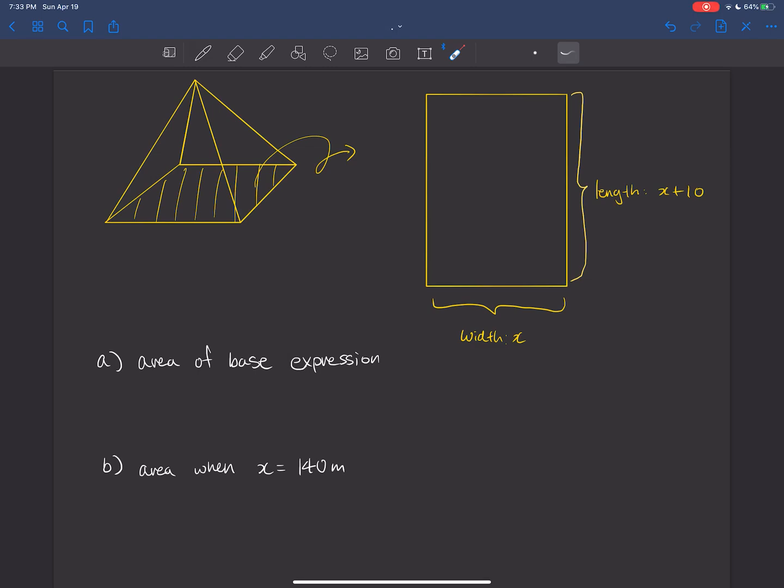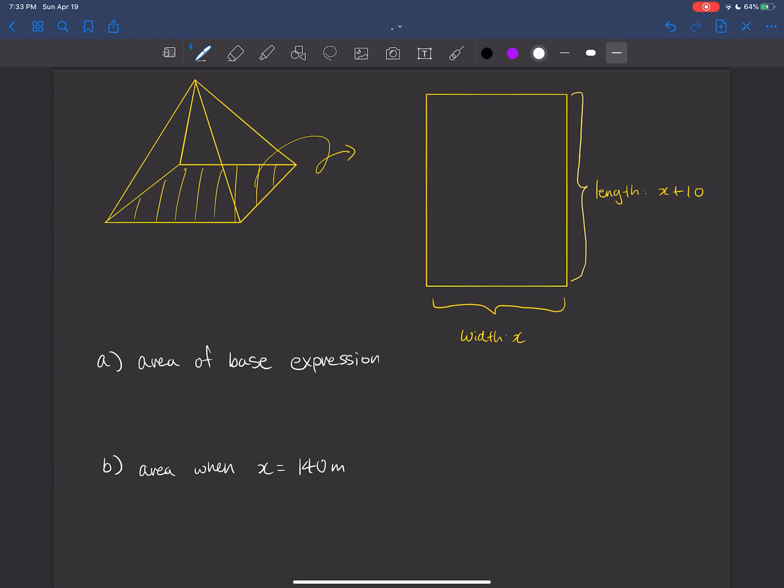All right, so in this question, we have a rectangular pyramid, which means that the base of the pyramid is a rectangle that looks like this. And in part A, our job is to find an expression for the area of the rectangular base.